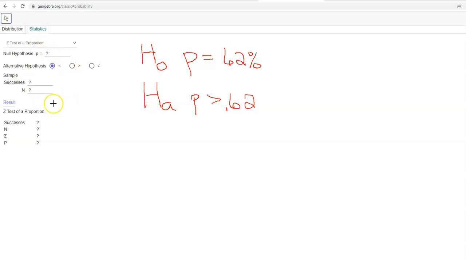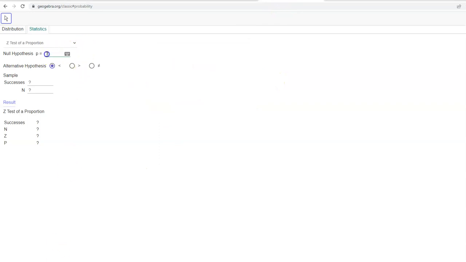And then I want to test the probability, or find out if that's true or not. So I'm going to close this down to answer this. So I would have a null hypothesis as 0.62. My alternative hypothesis, we thought it was greater than that. And then we want to know for our particular sample, what's the number of successes?